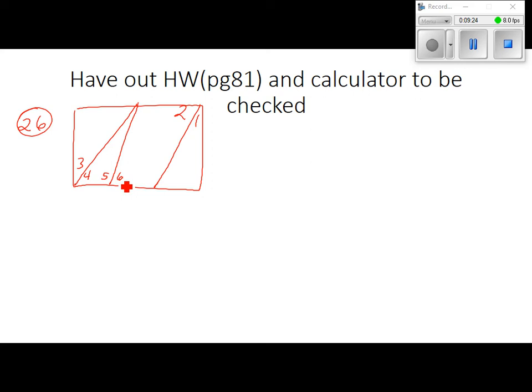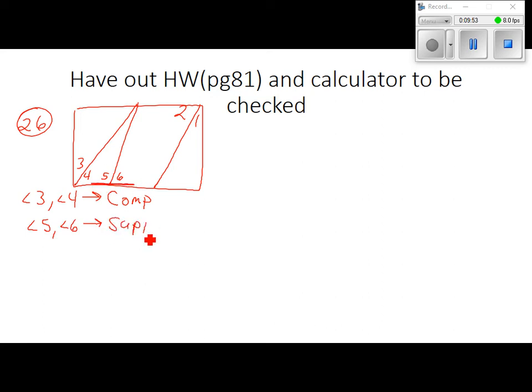Okay. What do we know about angle 3 and angle 4, first of all? Well, it's a rectangle, so all the corners should be equal. They are right angles. So what kind of angles are 3 and 4 to each other? Starts with a C. Complementary. What do we know about angle 5 and angle 6? Starts with an S. They're supplementary.